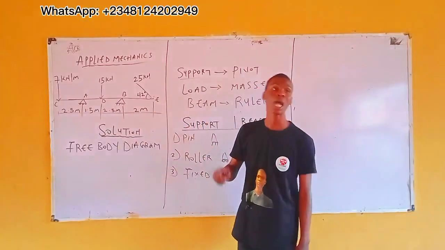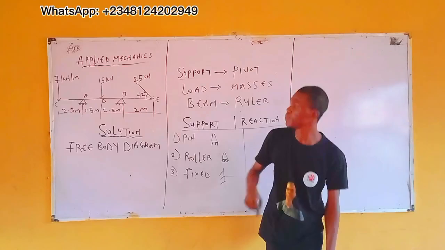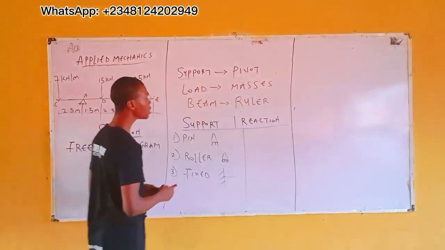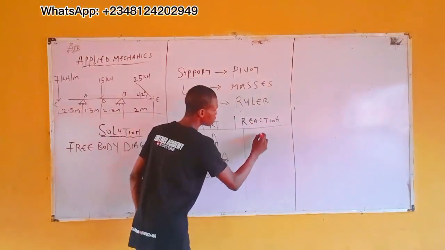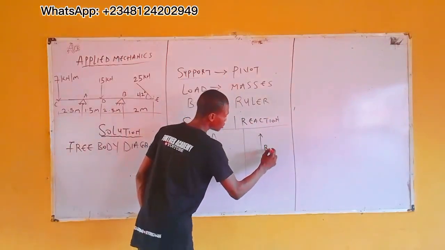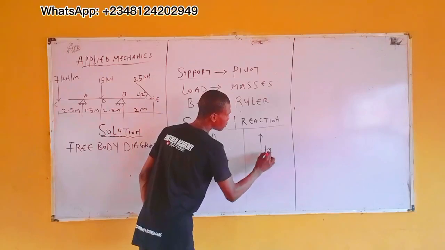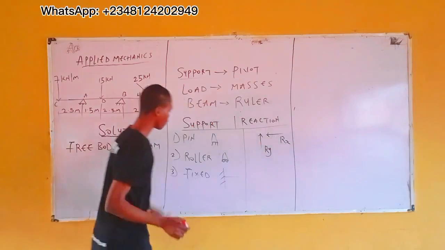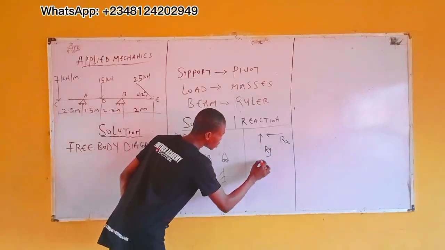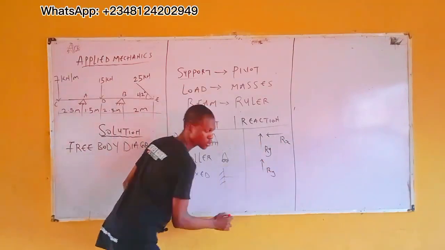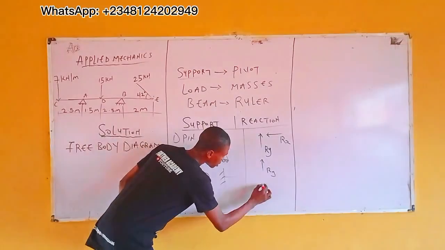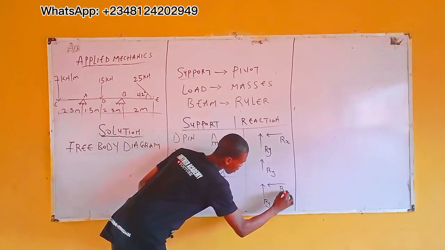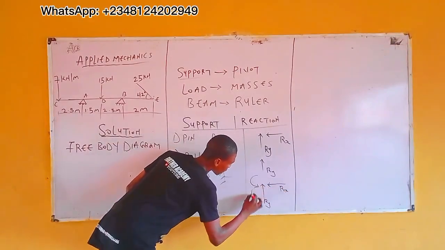At point A, you have the roller. At point B, you have the pin. Now let's look at the reaction one by one. For the pin support, the reaction is vertical reaction and horizontal reaction. For your roller support, vertical reaction. For fixed support, it has vertical, horizontal, and a moment at that point.